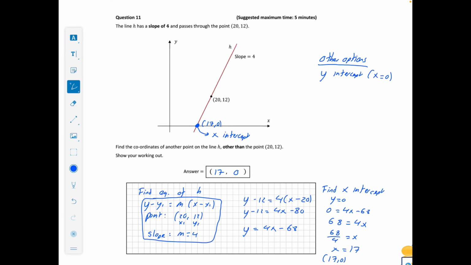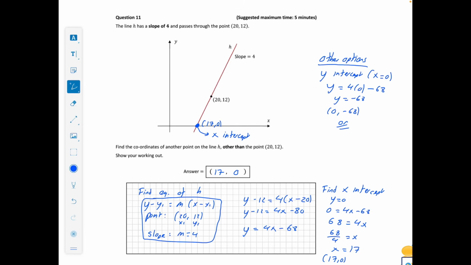Okay, so you would have subbed in x is equal to 0 and found your y. We'll just do this quickly. So y is equal to 4 by 0 minus 68. So y is equal to minus 68. So your y-intercept would have been (0, -68). That would have been another answer.